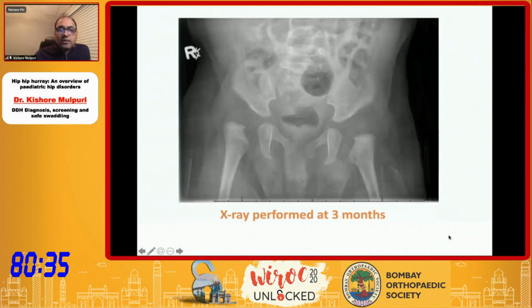Two days later, when this child had an X-ray, you can see this X-ray looks a lot worse than the ultrasound. That's why we never discharge patients purely based on ultrasound. We often follow them up, even when the ultrasound is normal. You follow them with an X-ray at an age where you normally do an X-ray.